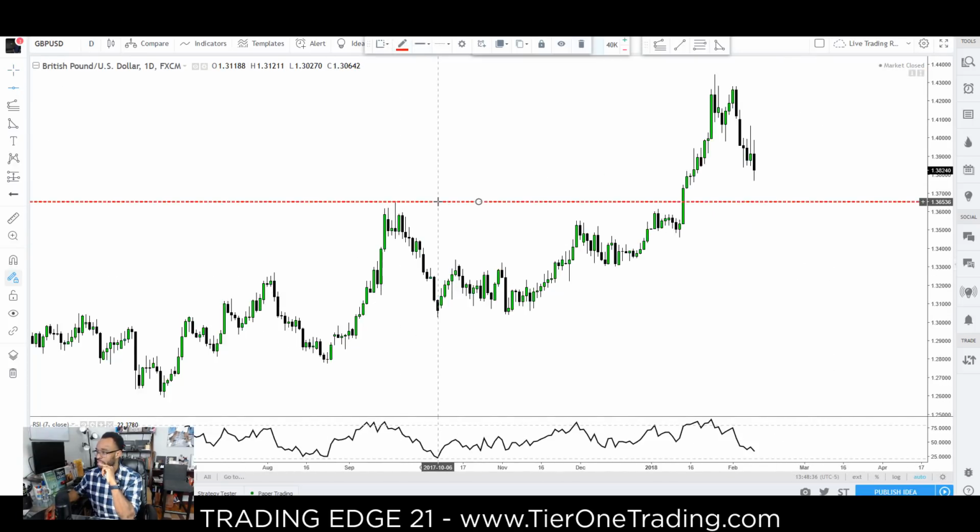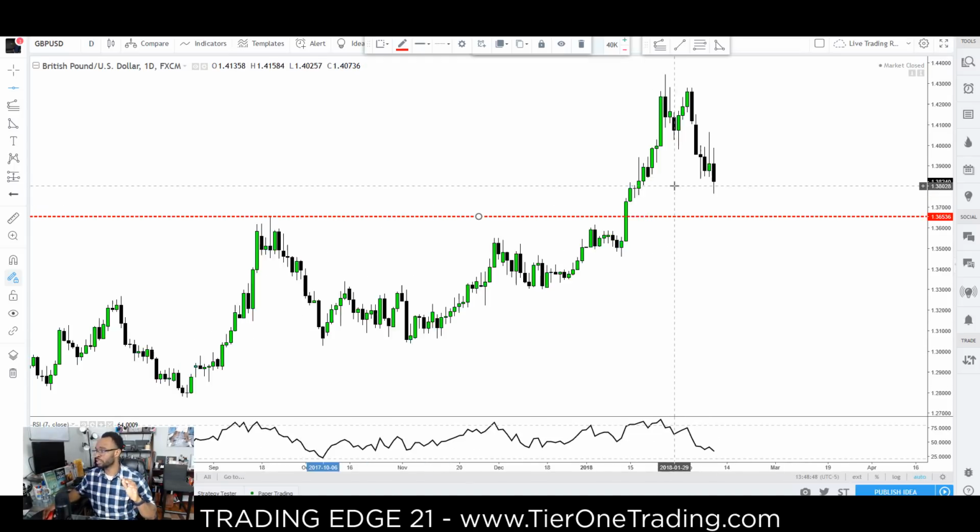We said that price can easily come down to this level, even a little bit lower, to about 136.50s, before we start to run into an area where we want to be cautious about looking for shorting opportunities.